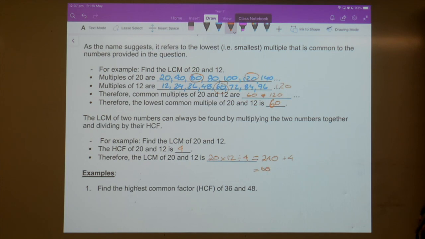Now, when you guys start getting to use your calculator skills, this will be really easy because you can just do it in one line.